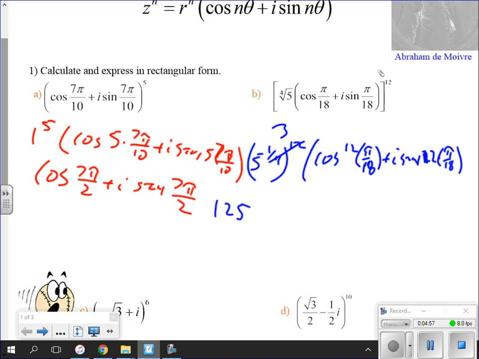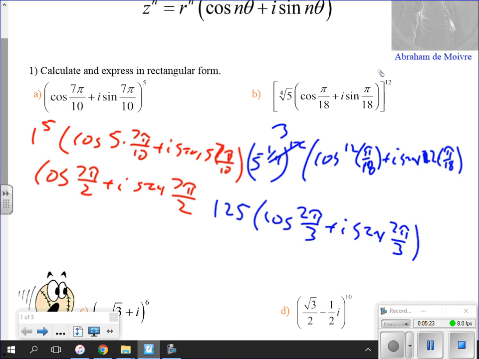Really easy to do. And then I have that times the cosine. And 12 over 18 reduces to 2/3, right? Yeah, 2/3. So I get 2 pi over 3 plus i sine of 2 pi over 3.